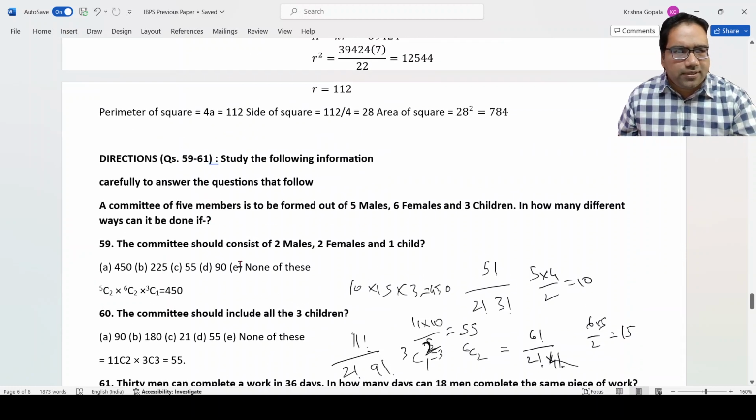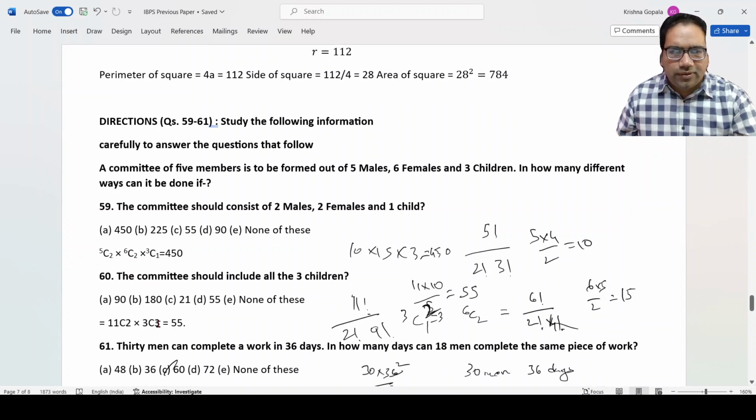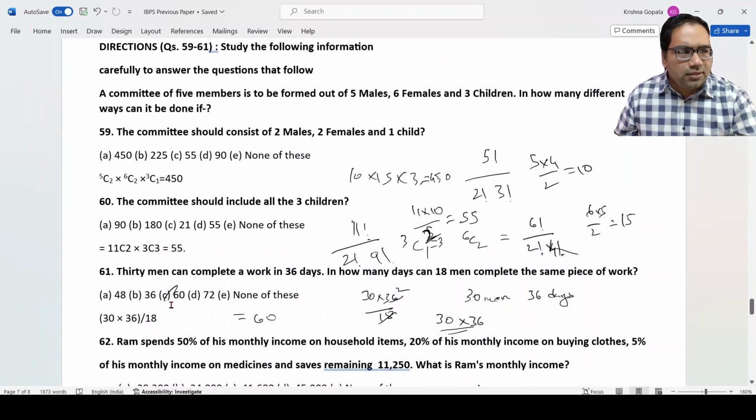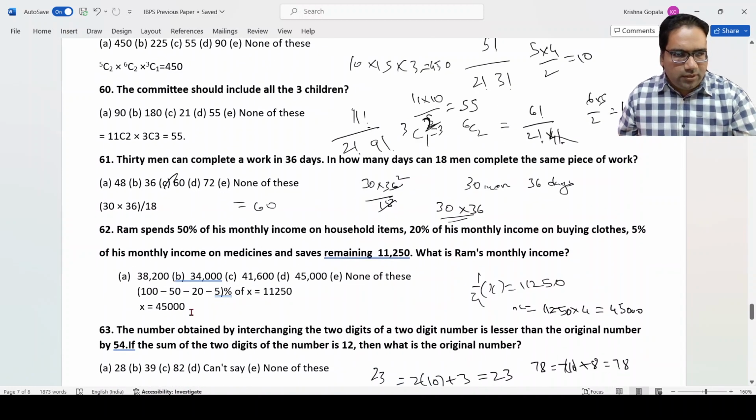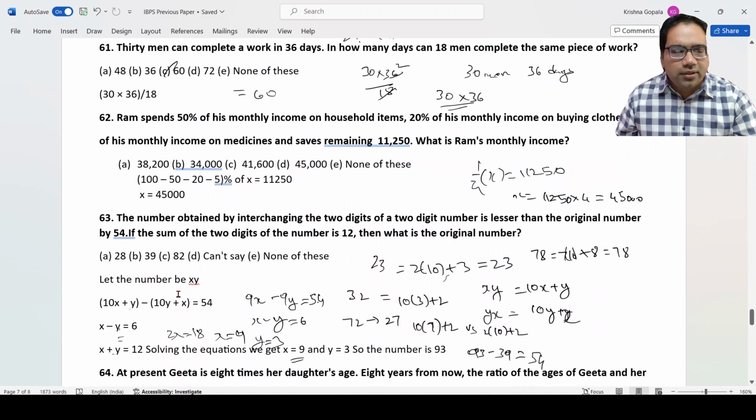Just summarizing all of this. This is a simple permutation combination question. You just need to know how to write this equation, how to take combination. And this is also a very easy question. This is also a very easy question, right? Completing work: how many can complete in how many days? This is also a very easy question. 25% of salary is this much. What is the total salary? Here, this is a little tricky. We just need to know how to write the correct equation.